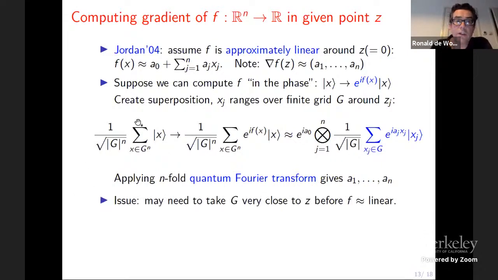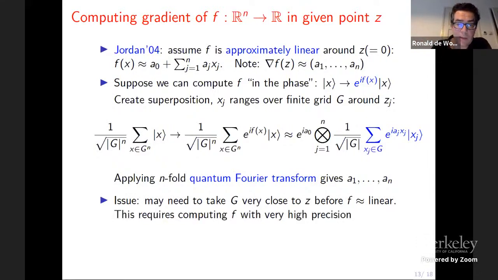And there's an issue here. The issue is in this approximation symbol. Every function that's somewhat smooth, if you look very closely around z, is going to be very linear around z, because the higher order terms of its Taylor series don't matter too much. But maybe you have to be extremely close to z when you're evaluating your function in order to pick up this linear behavior. That's going to be expensive. It would also require computing your function f with a very high precision.